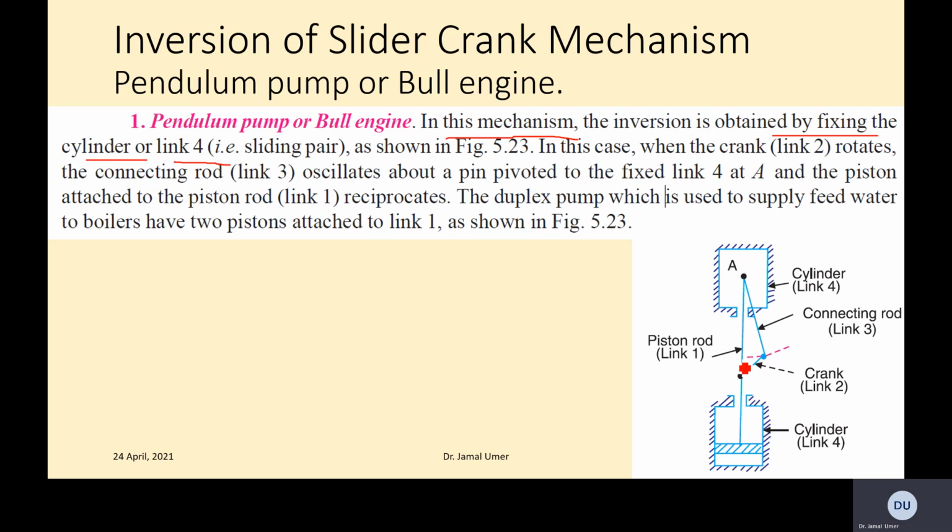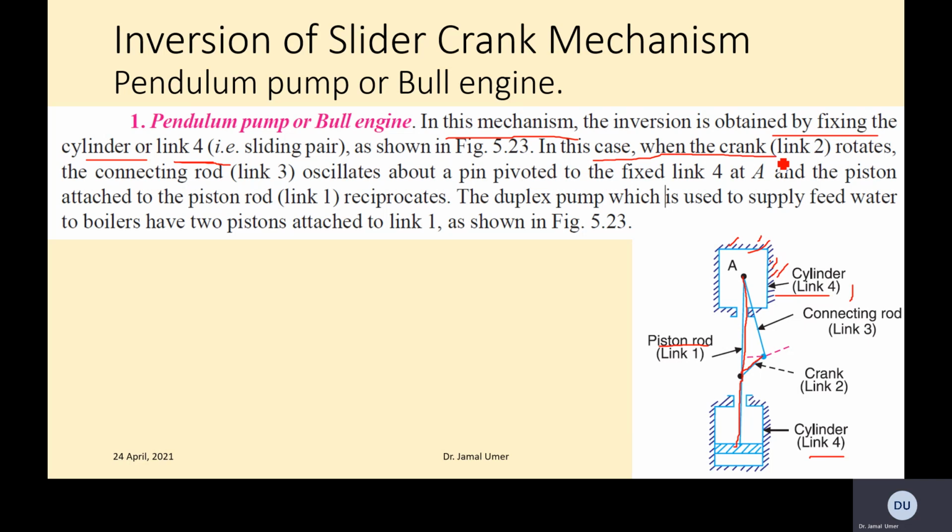So if you see what's happening, you have a cylinder, which is link 4. This is stationary. You have the connecting rod, you have the crank, and then a piston rod, which is the longest link, connected to the piston. That's why we have link 4 twice, because both cylinders are stationary. So the inversion is obtained by fixing the cylinder or link 4. The cylinder is now fixed.